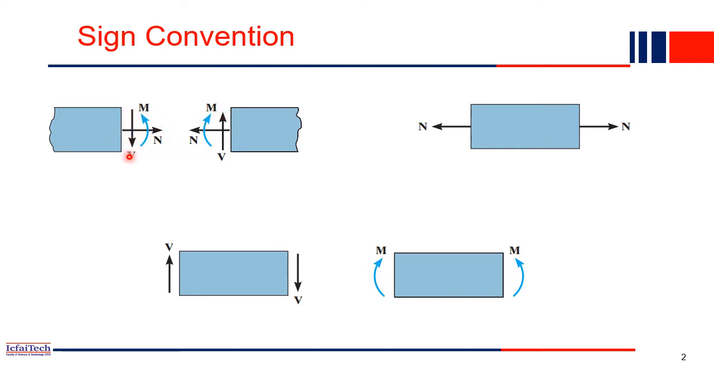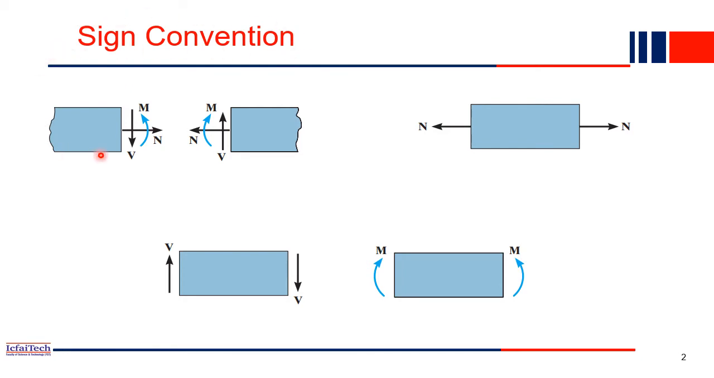In the normal case, these forces are not visible. But when we take any section, or any cut into a body, then these forces become visible. So in this lecture, we'll discuss how to determine the values of moment and shear force at different sections of a structure. Let's first make our sign convention.